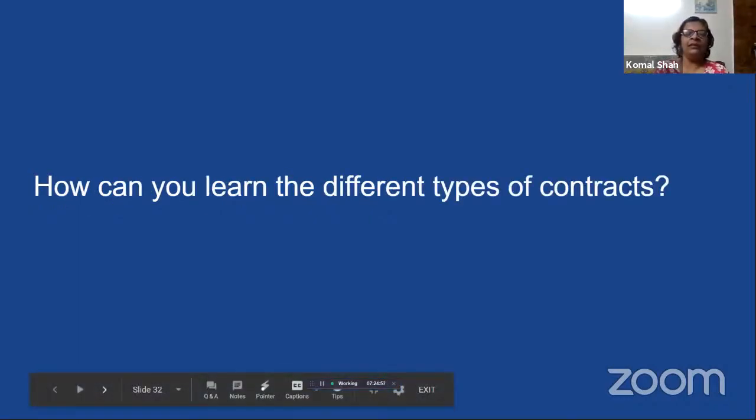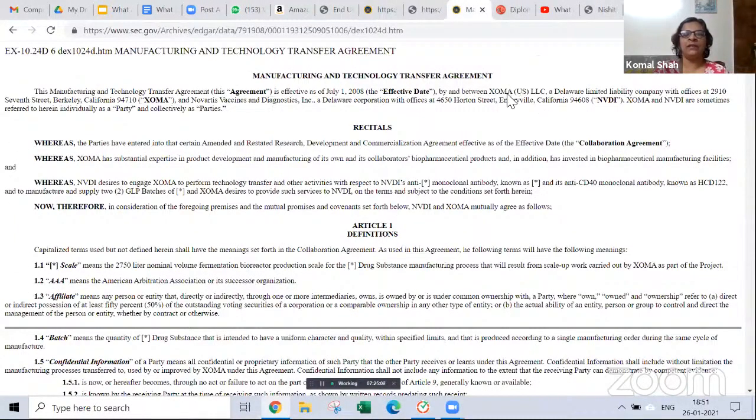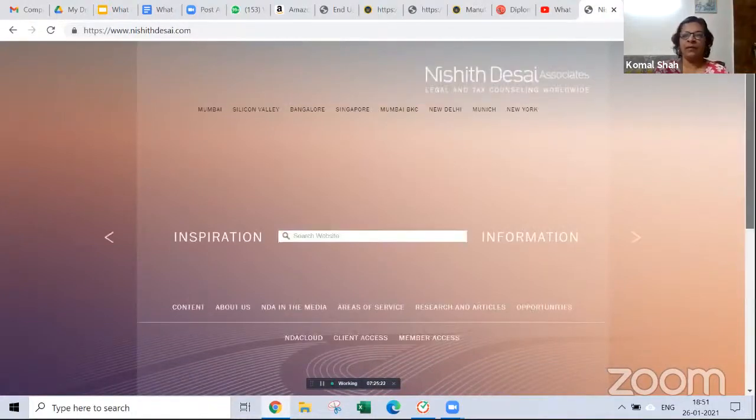So how can you learn the different types of contracts now? How are you going to learn? Did I take out a privacy policy? This is like a manufacturing and technology transfer agreement. I hadn't taken out a privacy policy, but it will be there in any website that you go to. Any website, in fact, that you go to will have a privacy policy. In most places, if you go to the sitemap, somewhere or the other you will find a privacy policy.